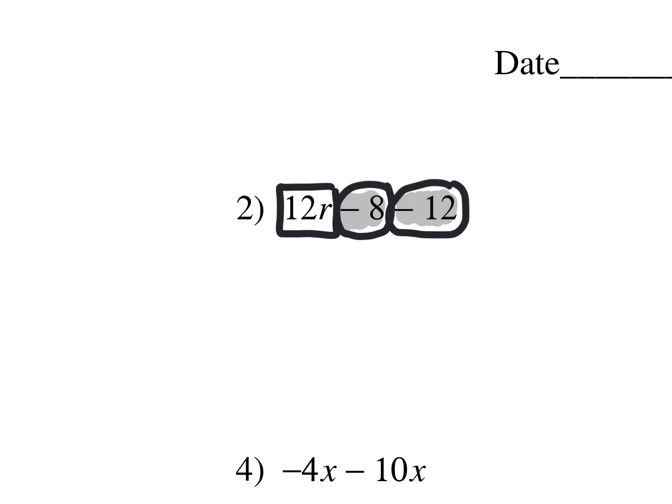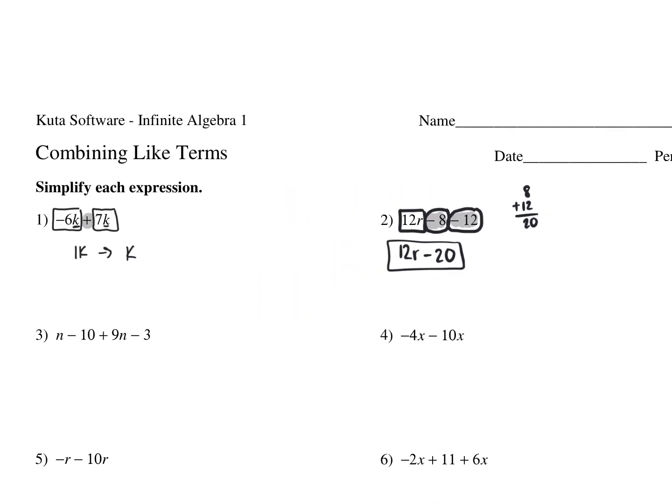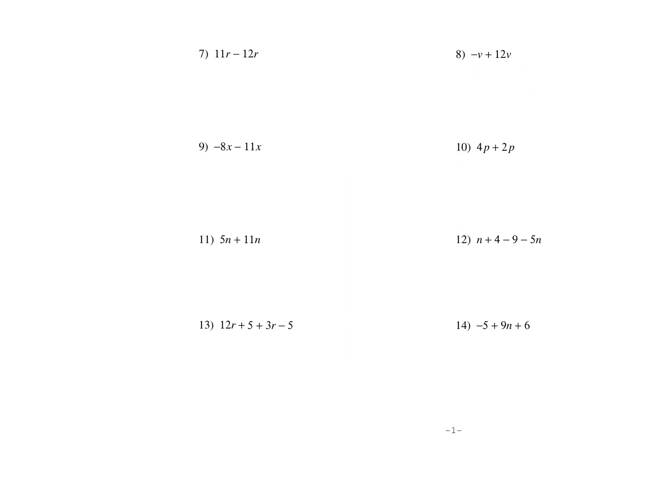So when we combine negative 8 and negative 12, they're both negative, so we're going to add them together. 8 plus 12 will give me 20, so I get 12r. That one we don't change, but now it's minus 20, okay? Because I added them together, and if they're both negative, then it's going to stay negative, so it's negative 20. 12r minus 20. All right, let's do number 13 and number 14, and then the rest you guys can handle, okay?